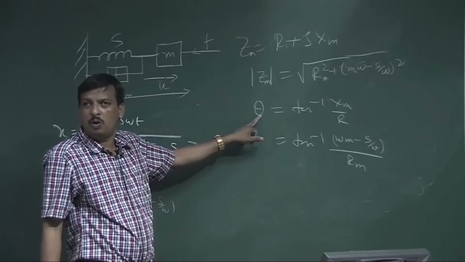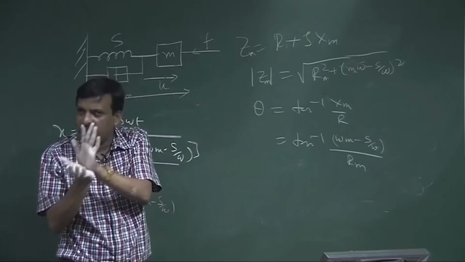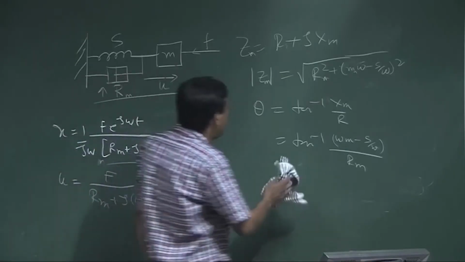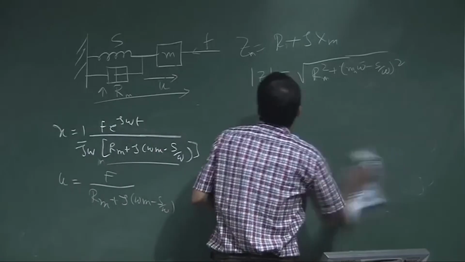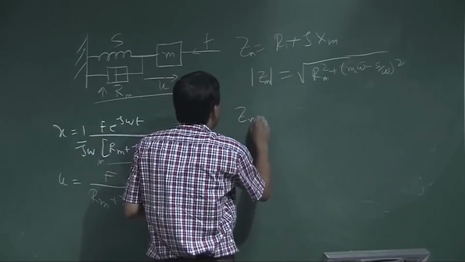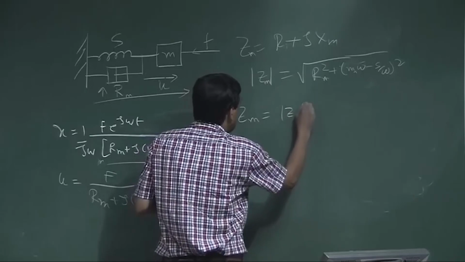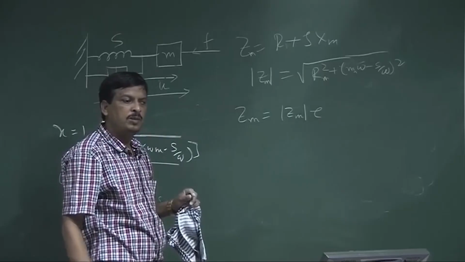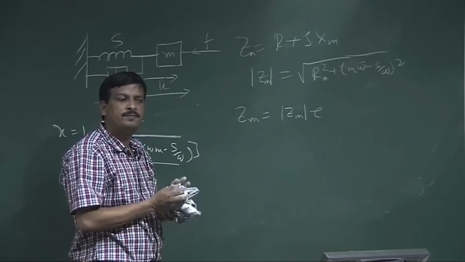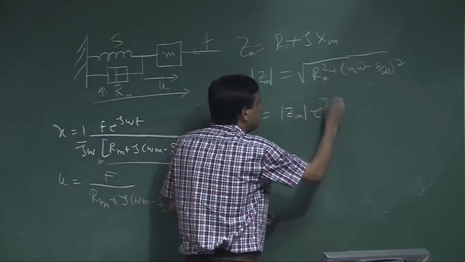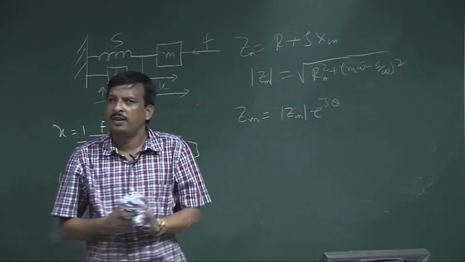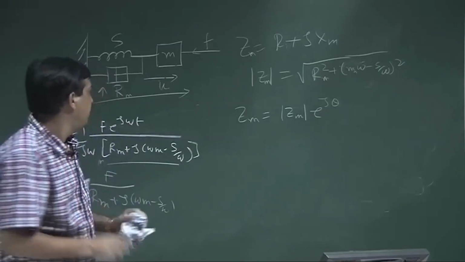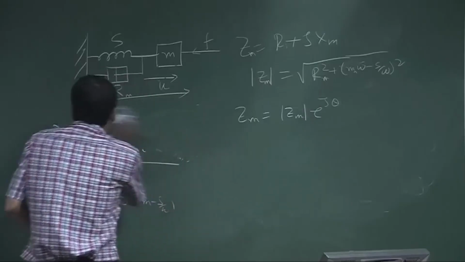So, angle means force and velocity have an angle which is theta. So, theta is nothing but tan inverse of this thing. So, instead of writing Zm, I can write Zm is mod of Zm into e to the power j theta, where theta is nothing but tan inverse Xm by Rm. Okay. Now, if it is that, then what is X?